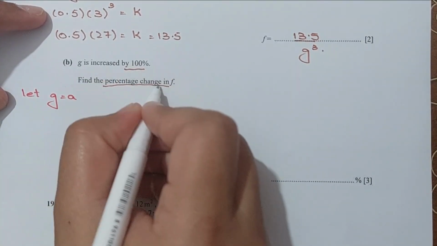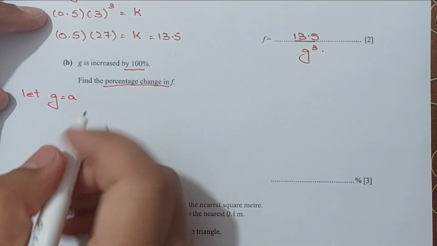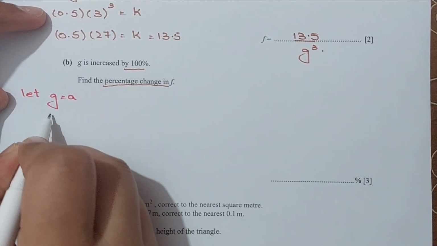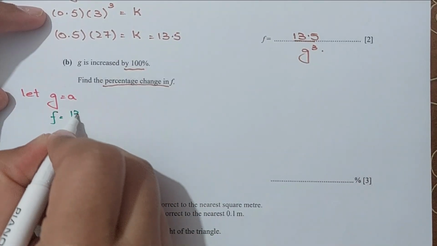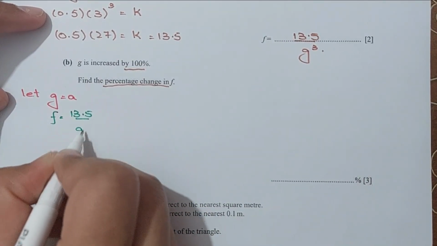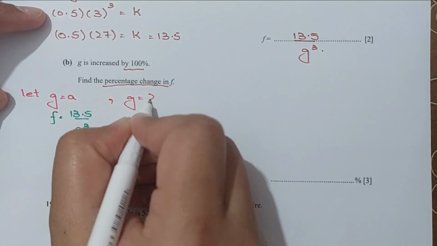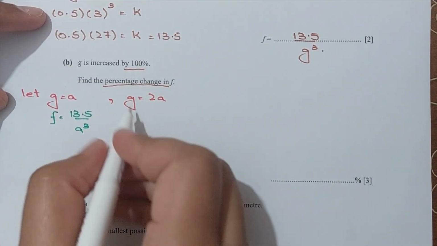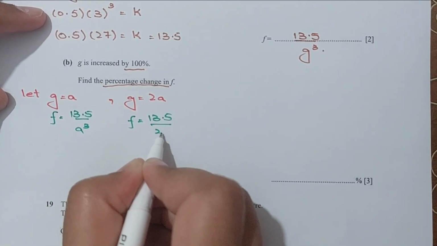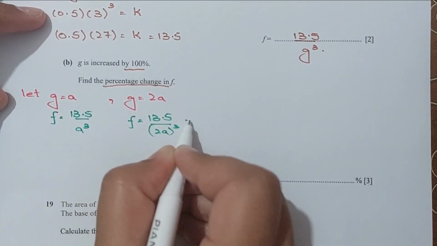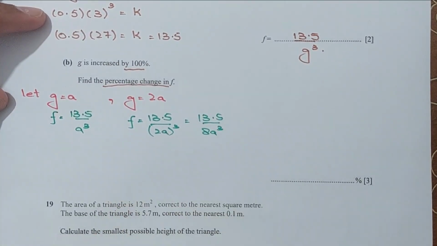Percentage change means we have to solve for two f functions and take a difference. When g value is a, what is my f? F would be equal to 13.5 over a cube. Next, suppose g equals 2a. What is f? F would be equal to 13.5 over 2a whole cube. This would be 13.5 over 8a cube, right?